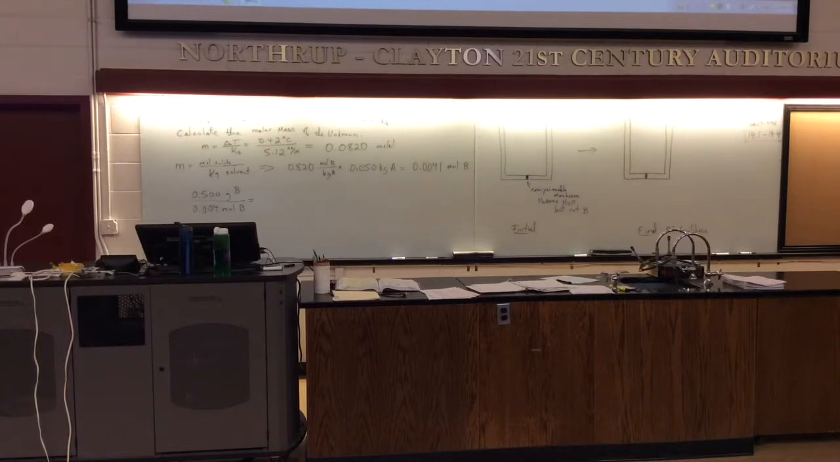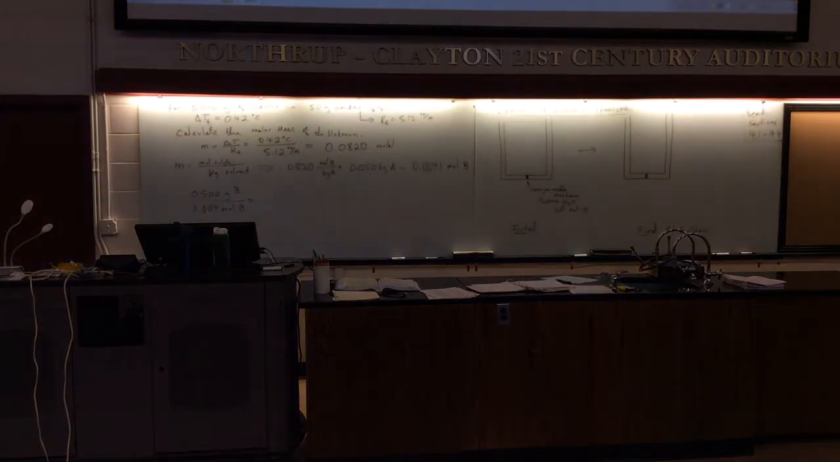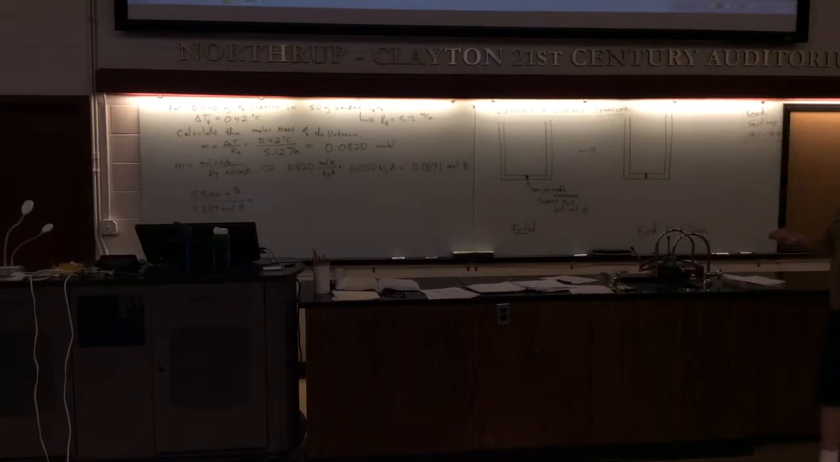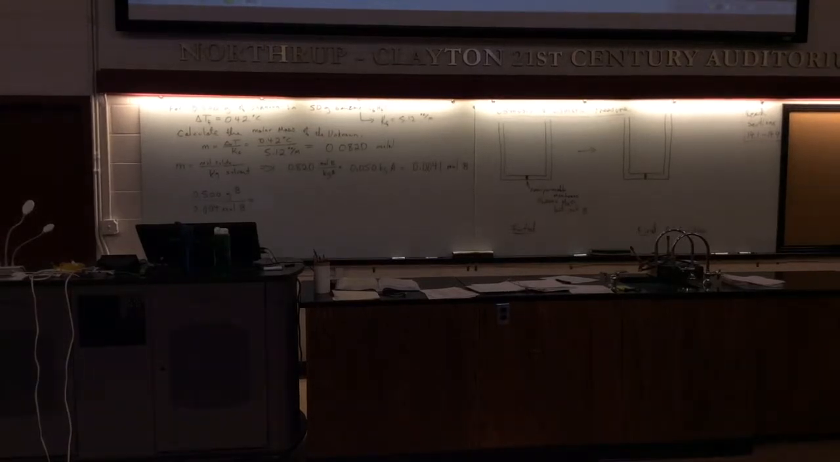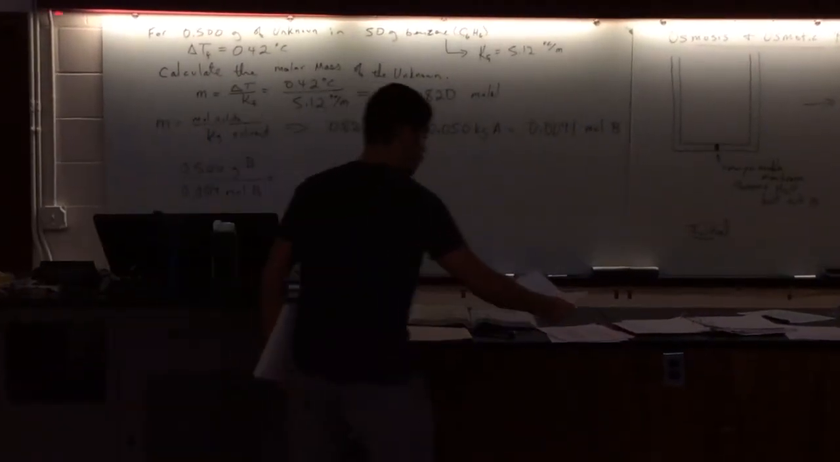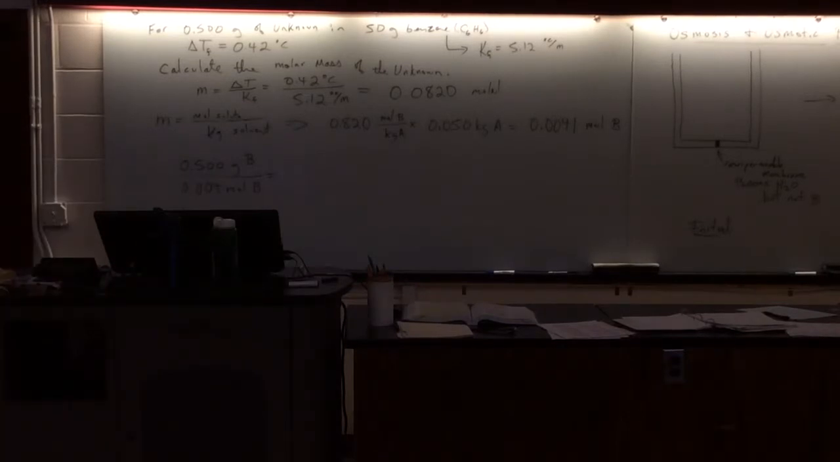How about taking a look at the old board here? These are one of my favorite problems. You'll always see one of these problems on the exams, including the final, and it's a calculate a molecular weight or a molar mass from a colligative property measurement. Here we've taken a half a gram of an unknown and put it in 50 grams of benzene, and benzene has that freezing point depression constant. We measure that 0.42 degrees C was the freezing point depression.